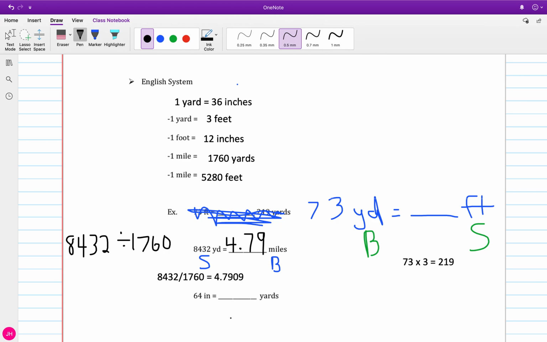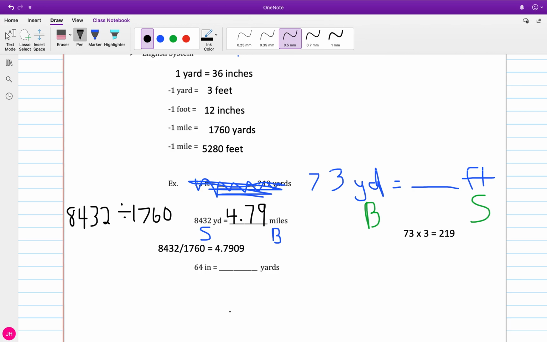All right, so for this last one, pause the video and give it a shot and then come back to me. So inches to yards, this is going to be my small unit. This is going to be my big unit, so I'm going to divide again. So it'll be 64 divided by, there are 36 inches in a yard, so divided by 36. And again, we'll round to 2 decimal places, so we'll get 1.78. If you wrote it out with the more traditional division sign, I would get 1.78.